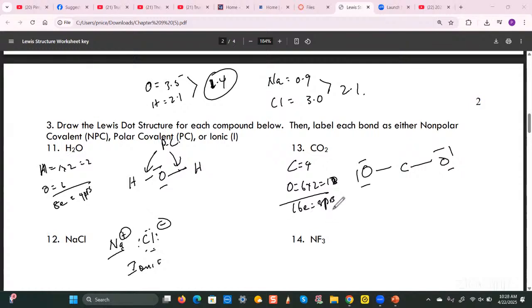Well, let's complete the Lewis structure first. If you calculate the formal charges, you'll see that oxygen will have a formal charge of -1, and carbon will have a formal charge of +2. So this will be -1, this will be -1, this will be +2. So this will go here, this will go here, and that is the Lewis structure of carbon dioxide.